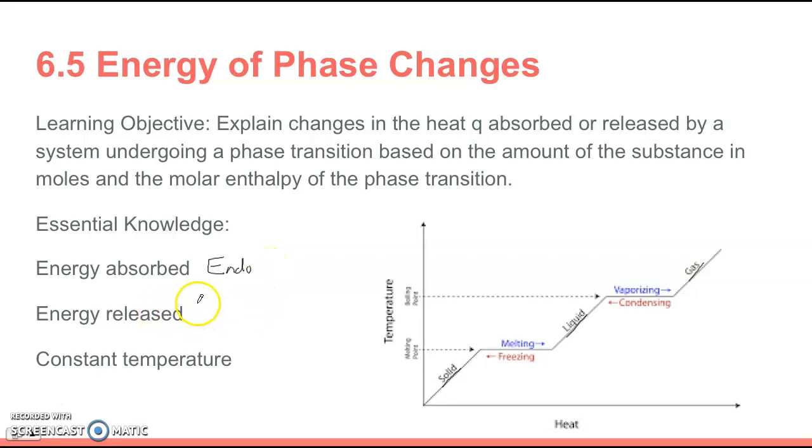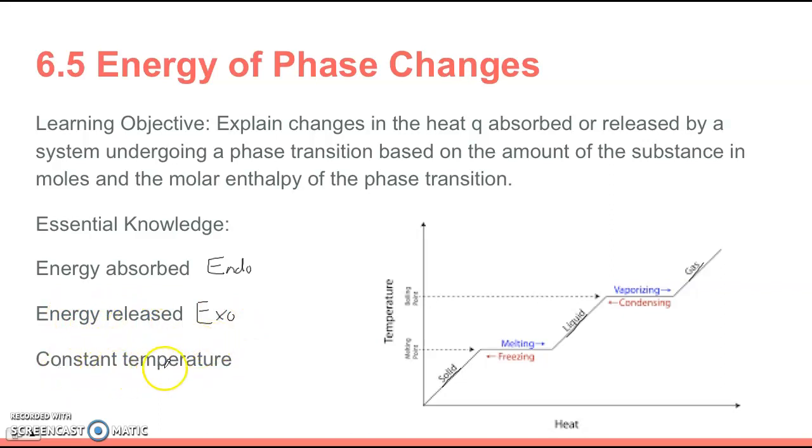For energy being released, that's an exothermic process, and that's considered a warming process. That would be going right to left on this chart. So that would be condensing and freezing. Condensing and freezing are considered exothermic, or processes where energy is being released.